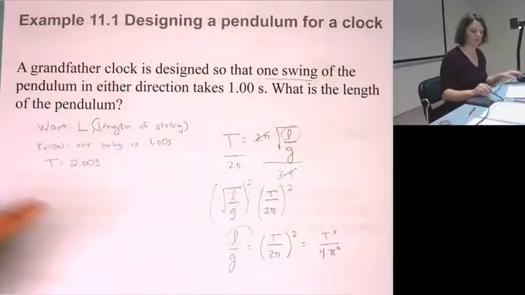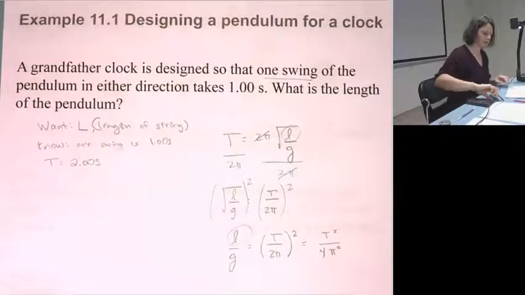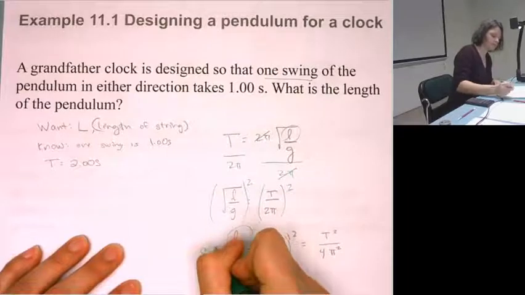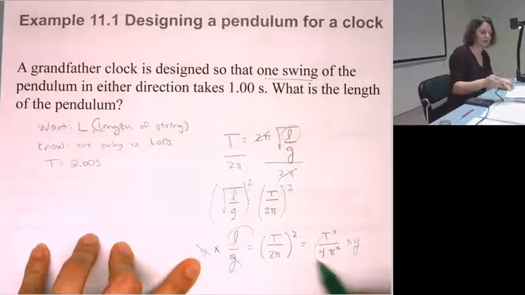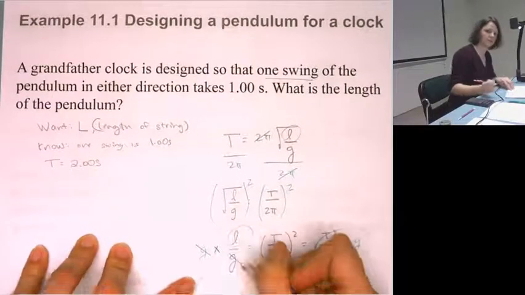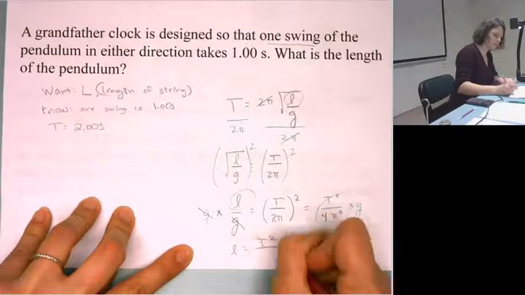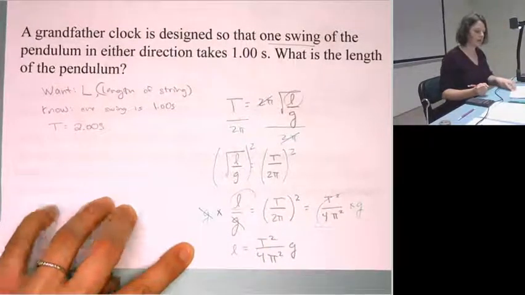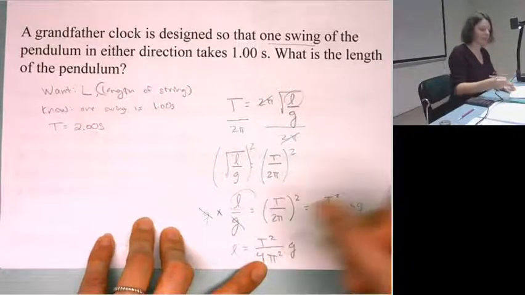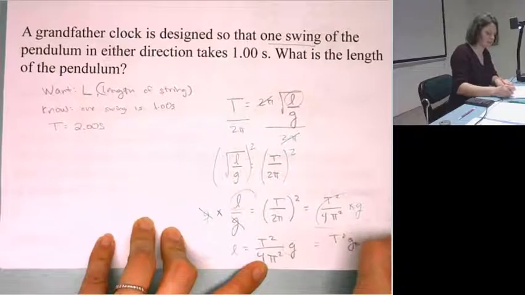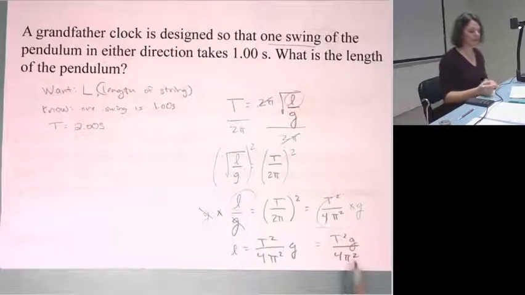Now, if I want to get rid of this G, I can go ahead and multiply both sides of the equation times G. And now I have a G on the top and a G on the bottom, so that cancels. And this right here is my full answer, which is that L equals T squared over 4 pi squared times G. If you don't like this being out to the side, that's just fine. A mathematically identical way to write this would be T squared times G over 4 pi squared, something like that. All right, now we've solved for L, we're ready to plug in numbers.